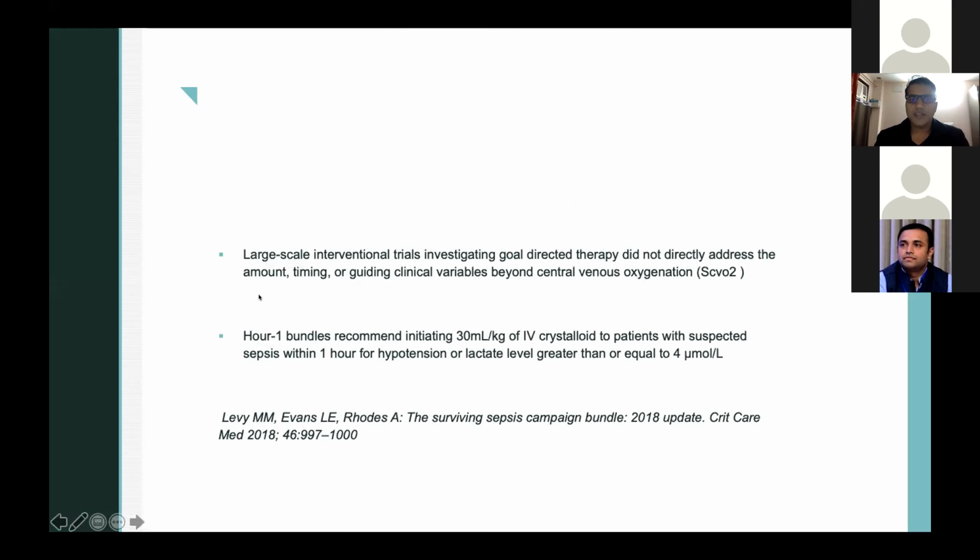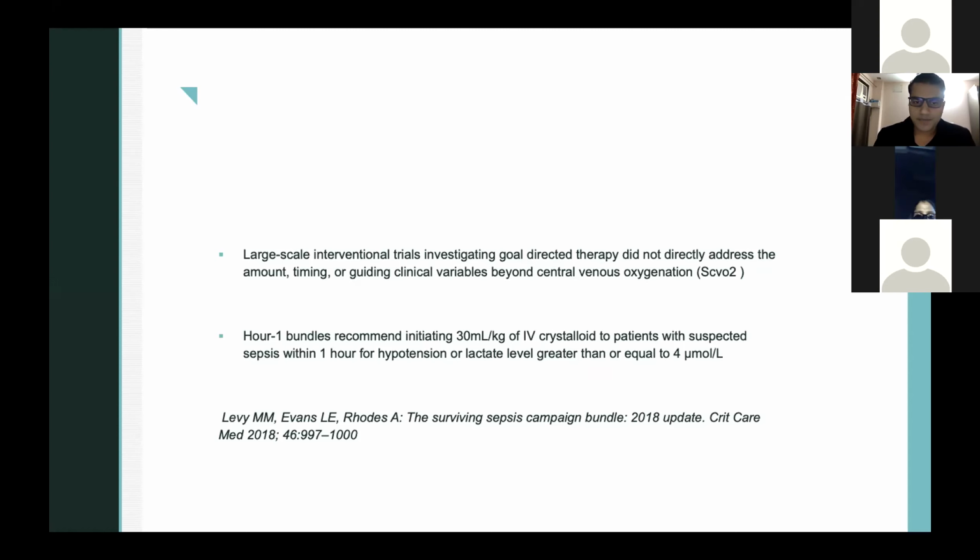Now, coming to large-scale interventional trials investigating goal-directed therapy, they did not directly address the amount, timing, or guiding clinical variables beyond central venous oxygenation. And whatever the 1-hour bundles, the recommendation is 30 ml per kg of IV crystalloid to patients with suspected sepsis within 1 hour for hypotension or lactate level greater than or equal to 4 millimoles per liter. Even if we see the Surviving Sepsis Campaign 2021 studies, the recommendation on optimal fluid therapy stands anywhere between 15 to 45 ml per kg in the initial 1 hour, in the initial 3 hours.